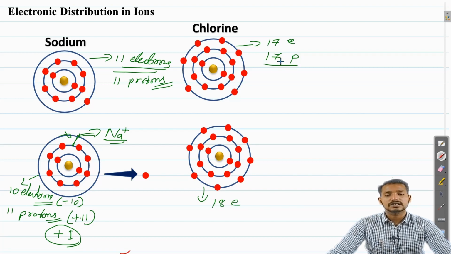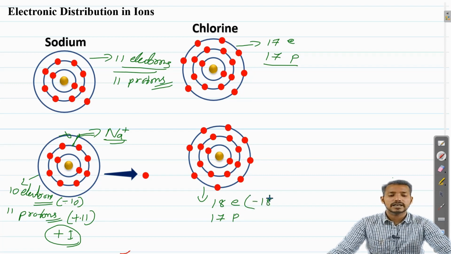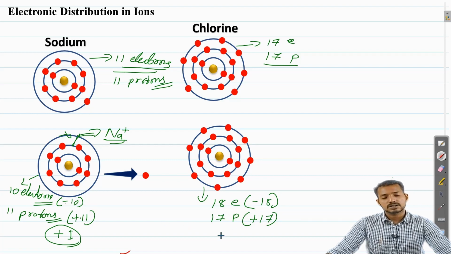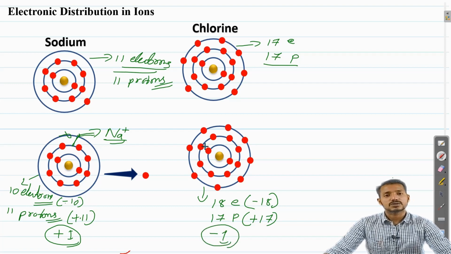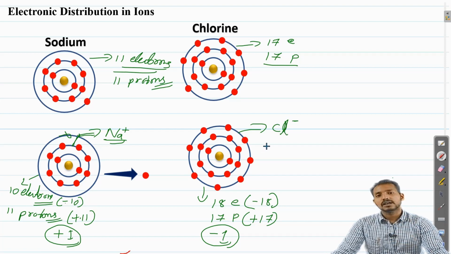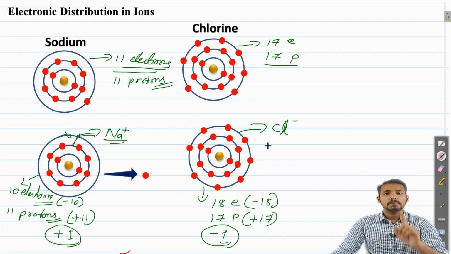But there is no change in the number of protons, because protons are present inside the nucleus. So only 17 protons. So due to the 18 electrons, there is a minus 18 charge. Okay, and due to the 17 protons, plus 17 is the charge contributed by the protons. So the overall net charge will be minus 18 plus 17, which is minus 1. So this is the charge of this atom. So it becomes a negative ion. This is the structure of the chloride ion, Cl minus. If an atom gains 1 electron, it acquires minus 1 charge. If an atom loses 1 electron, it acquires plus 1 charge.